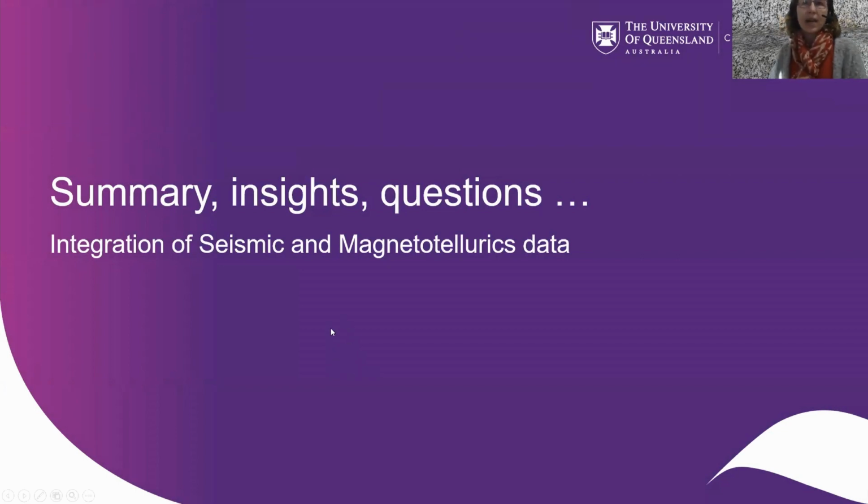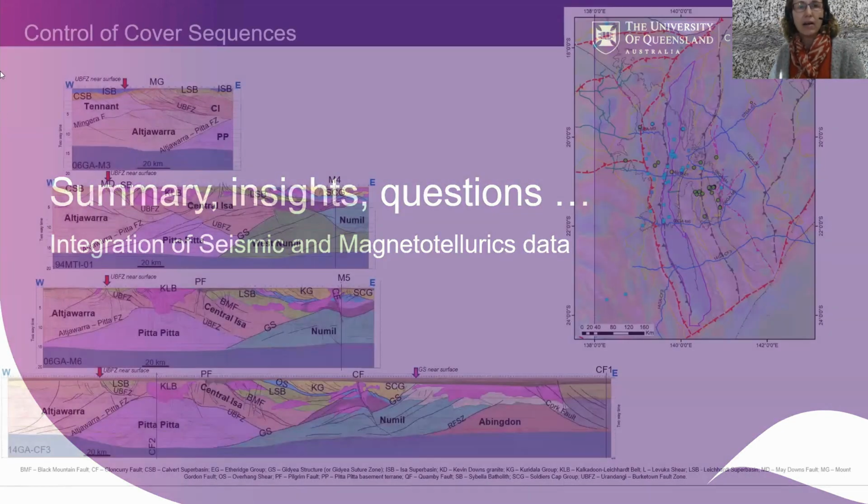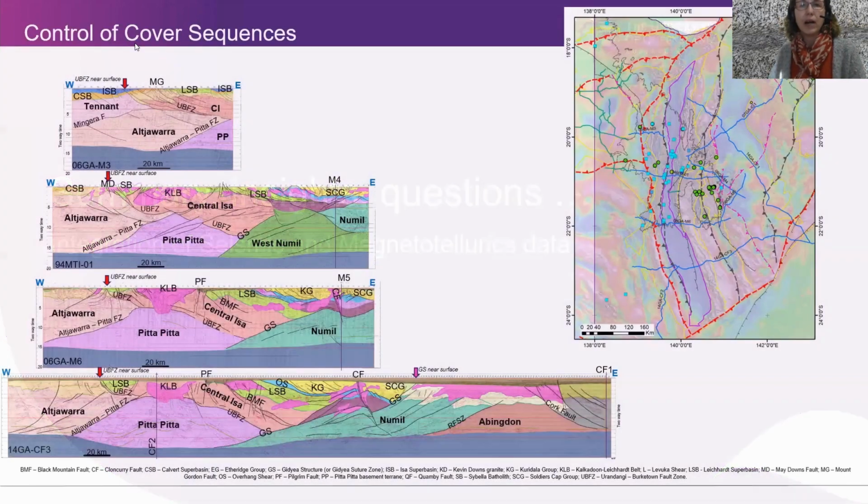Okay, so just a couple of slides to wrap up, and as I alluded to earlier, really focusing on the integration of the seismic and the MT data and some of the isotopic data that Dom was just talking about. So to start, as I was finishing up earlier, I was talking about control and influence over those cover sequences, and so I thought I would just come back to quickly highlight the difference between the Leichhardt superbasin, which is in bright green here.